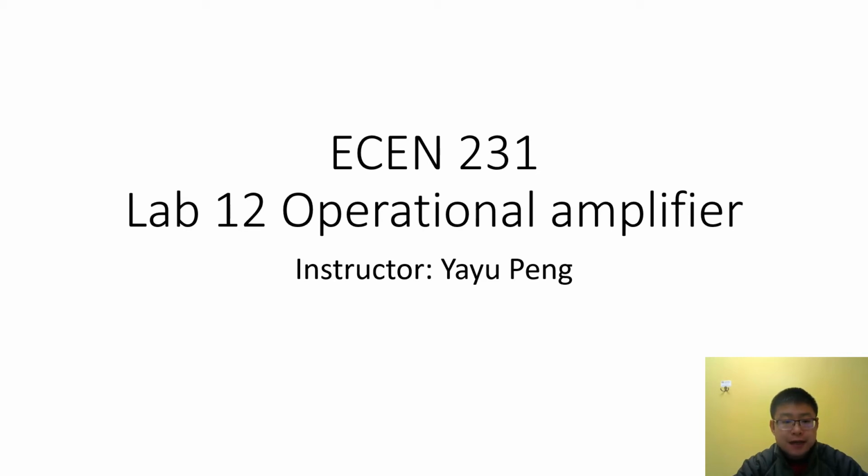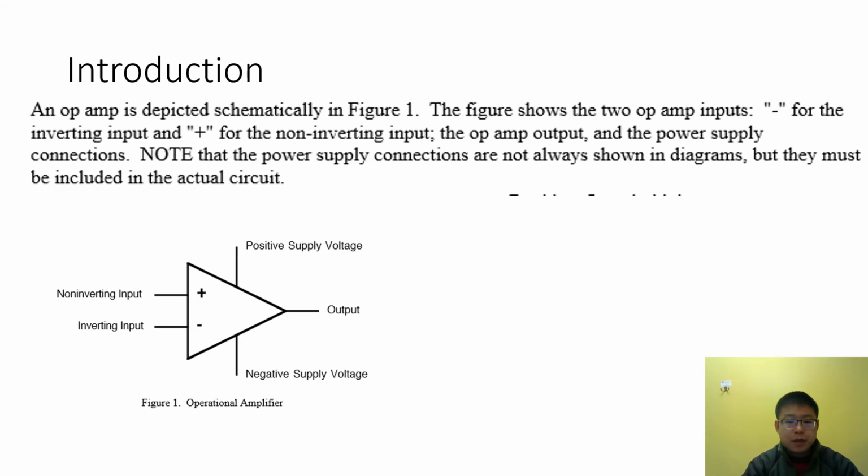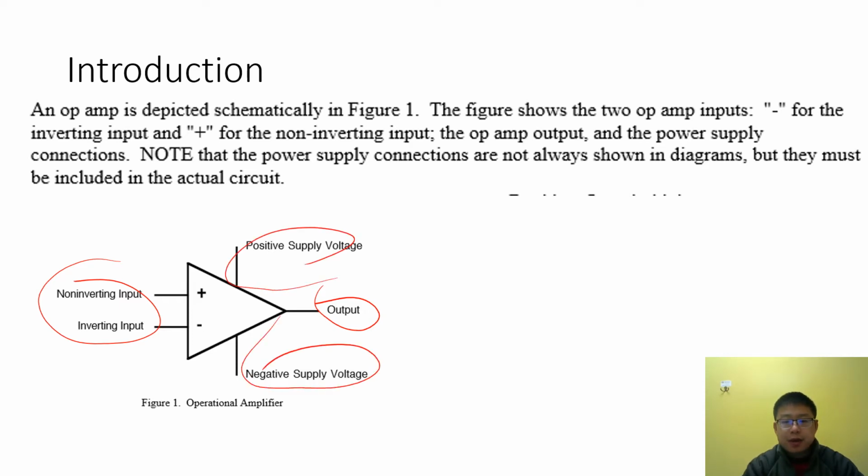Hello, this is Lab 12, Operational Amplifiers. Figure 1 shows the operational amplifier. It has two inputs and one output, and it also needs to be connected with the power supply. In some diagrams, the power supply connection is not shown, but in a real circuit, it must be included.